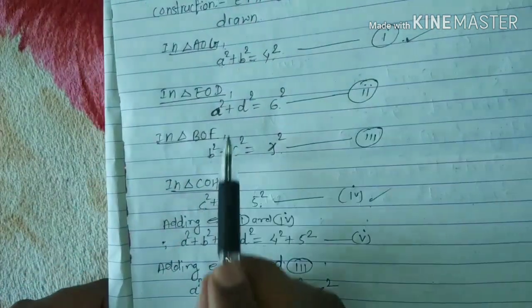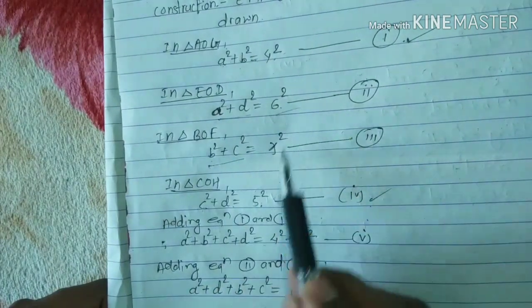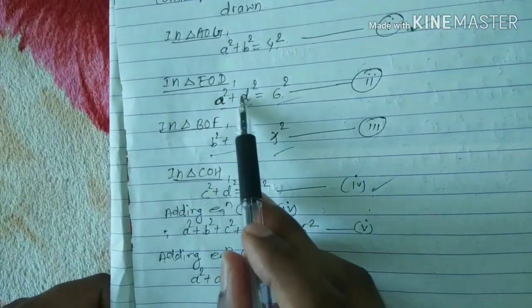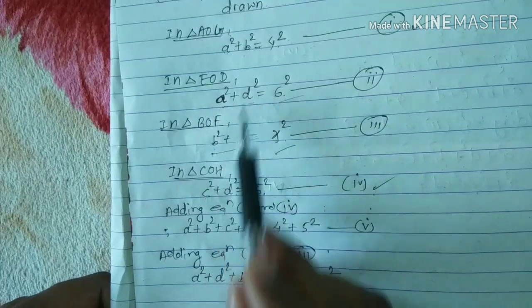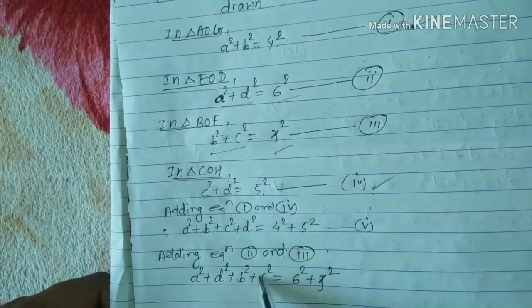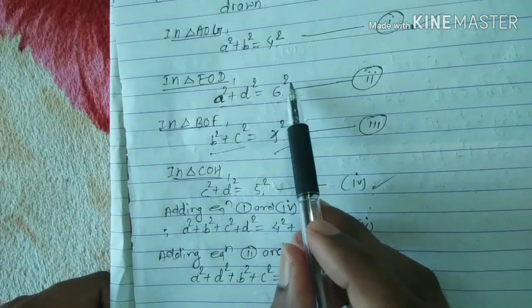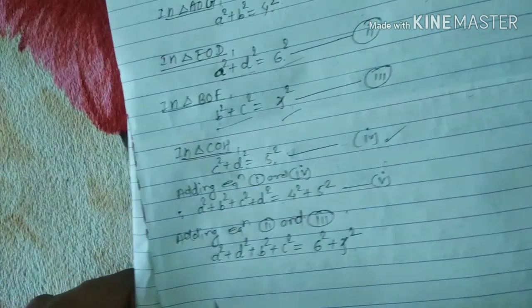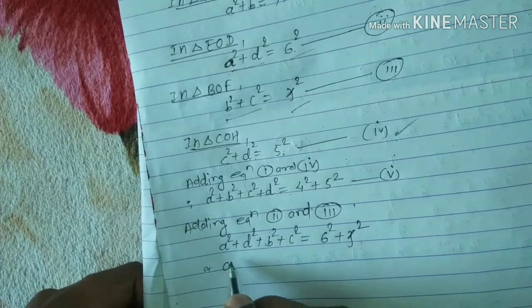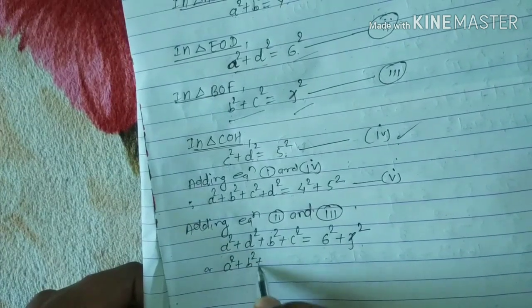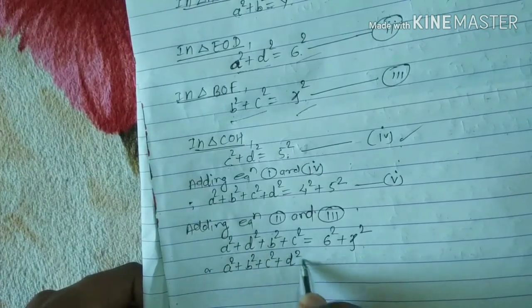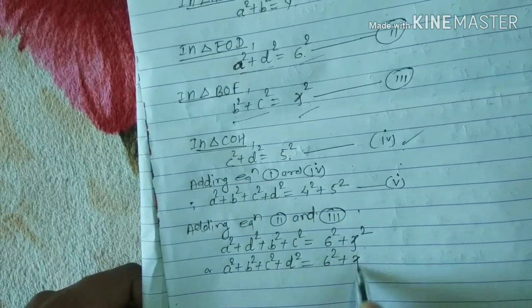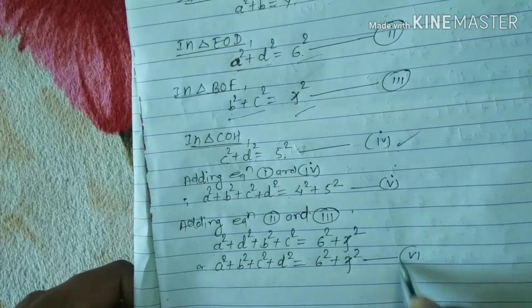So I have added their LHS and RHS. While adding the LHS, it becomes a square plus d square plus b square plus c square, and the RHS becomes 6 square plus x square. If we rearrange it, we can write a square plus b square plus c square plus d square is equal to 6 square plus x square, and we may call it equation 6.